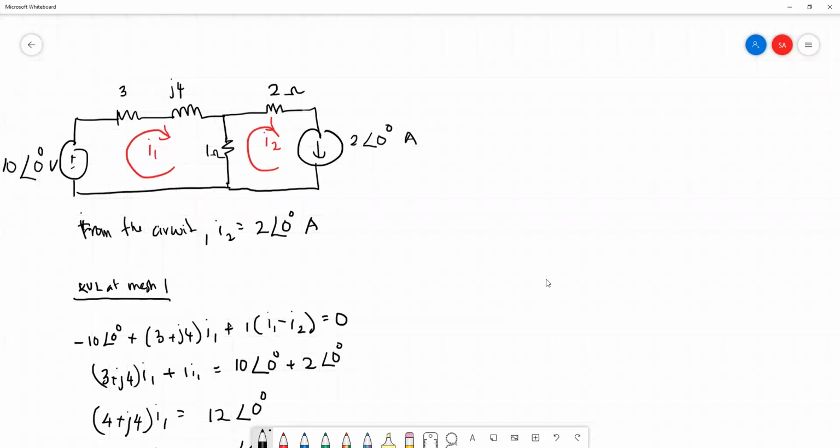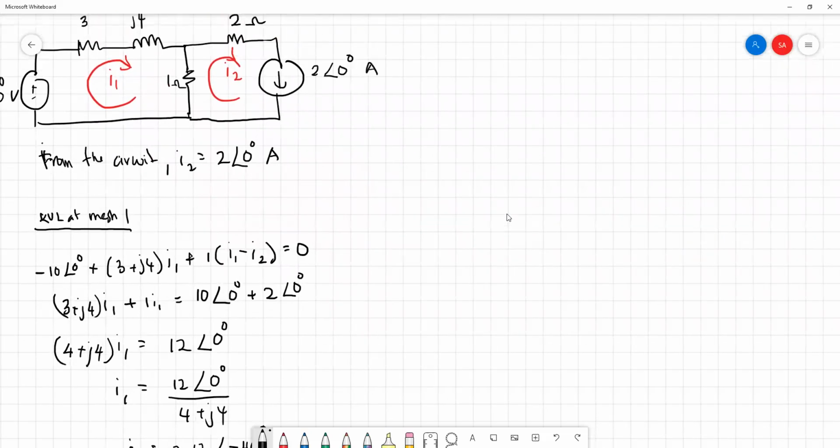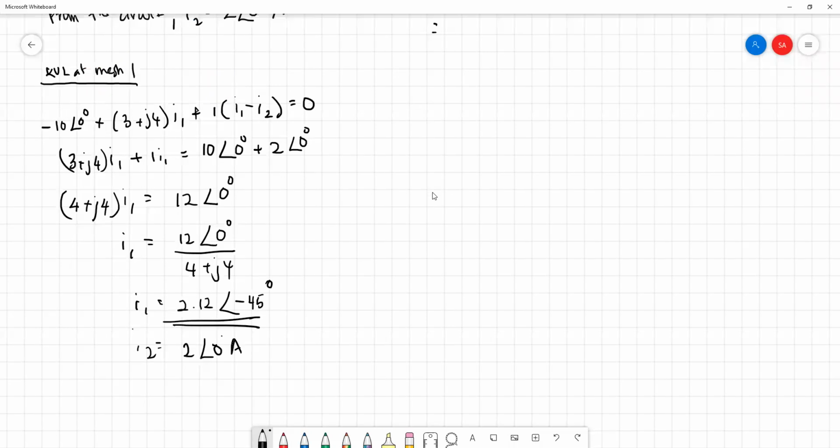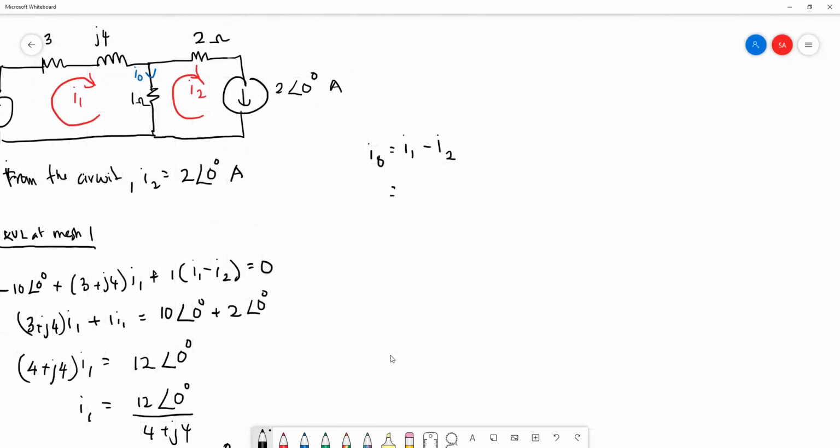After you have calculated the mesh currents, maybe the question is to calculate the value of I naught here. So you can write down the equation: I naught is equal to I1 minus I2. So simply, I1 is 2.12 with an angle of negative 45 degrees minus 2 angle 0. Then you will have the answer using your calculator.